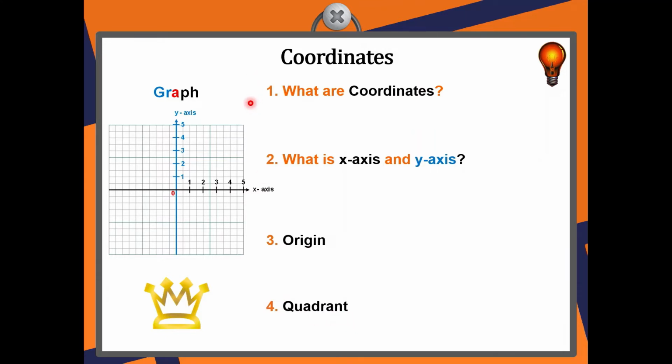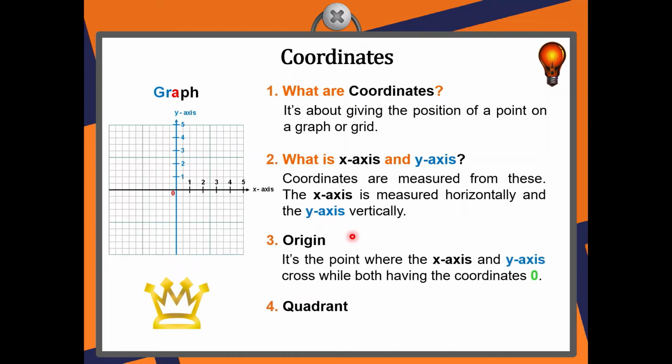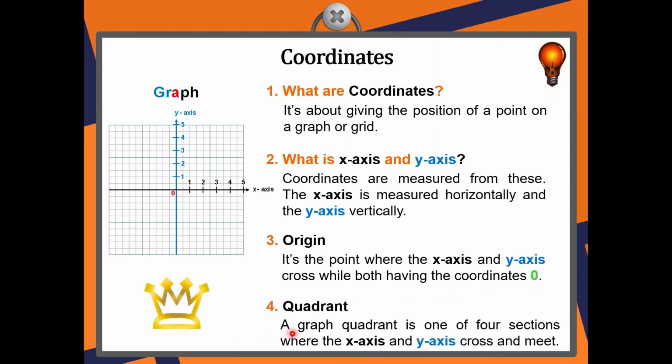Now, briefly, what are coordinates? It's about giving the position of a point on a graph or grid. What is x-axis and y-axis? Coordinates are measured from these. The x-axis is measured horizontally and the y-axis vertically. The origin. It's the point where the x-axis and y-axis cross, while both having the coordinates 0. The quadrant. A graph quadrant is one of 4 sections where the x-axis and y-axis cross and meet.